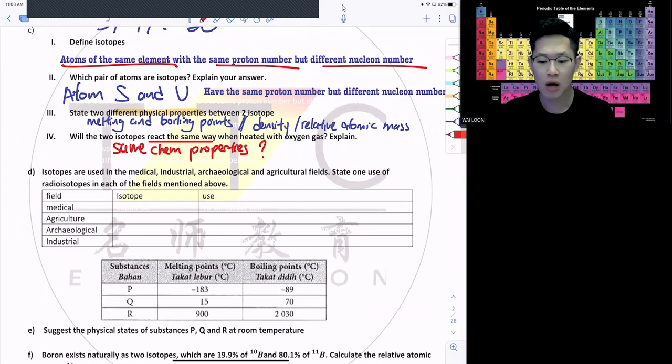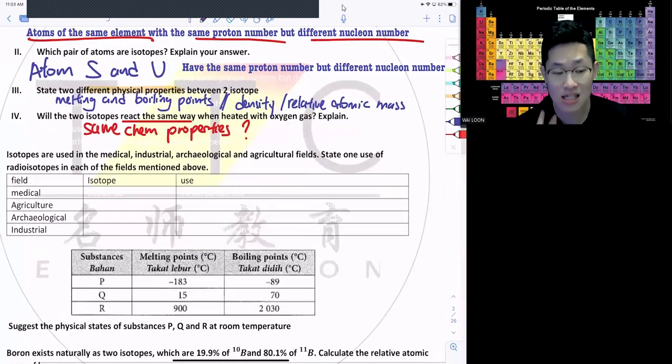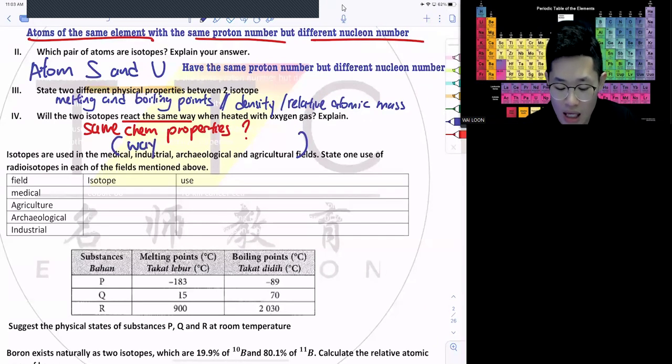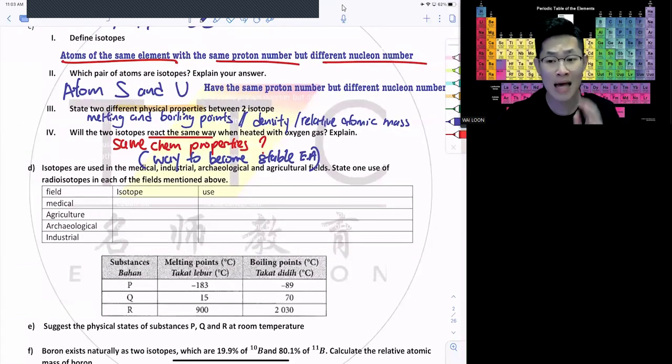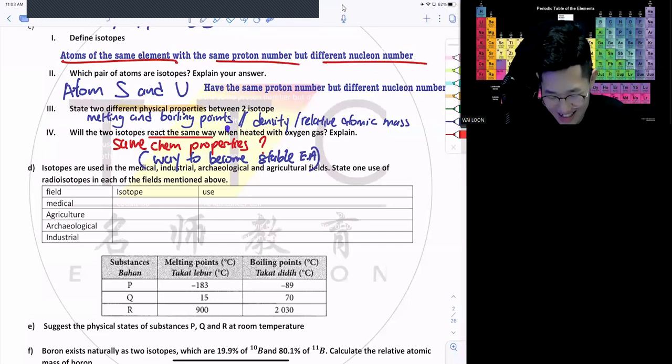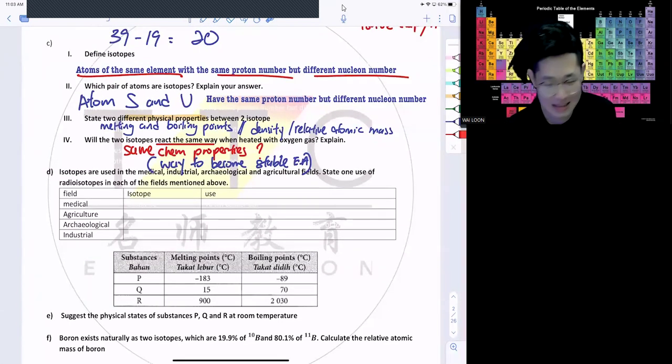So how do we know whether they react the same way or not? React the same way or chemical properties actually means the way to achieve a stable electron arrangement. So do they use the same way to become stable? Sorry, I'm repeating the same thing. React the same way, they use the same way to become stable. The answer is yes.